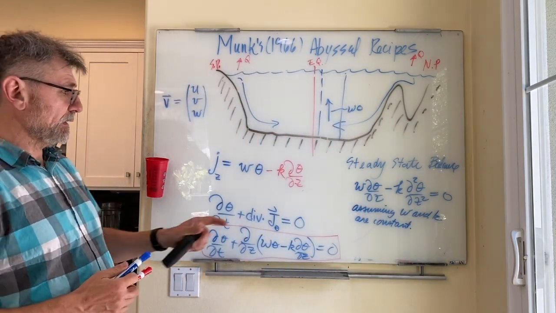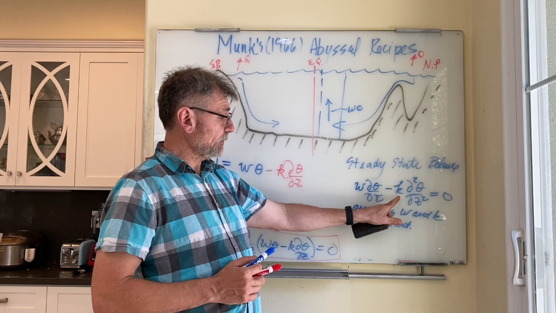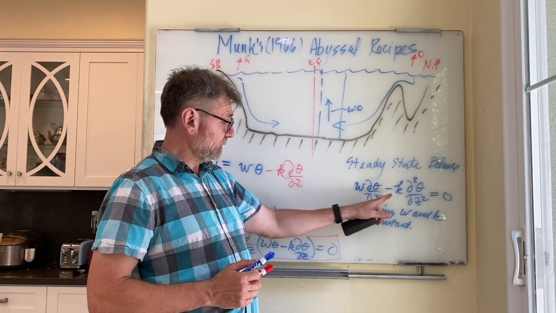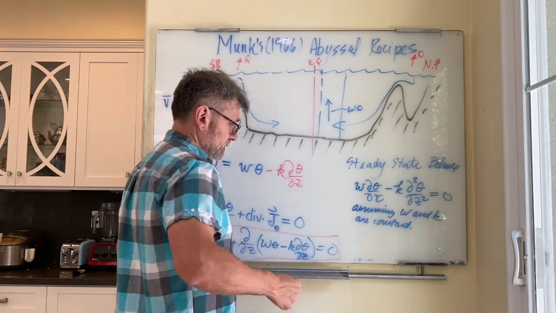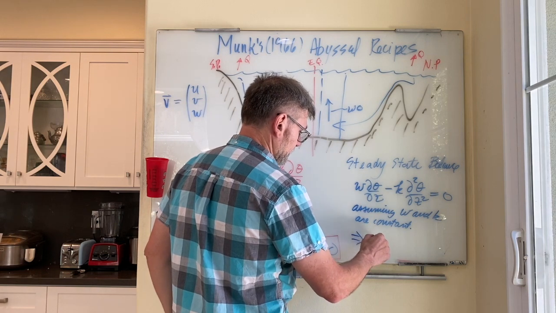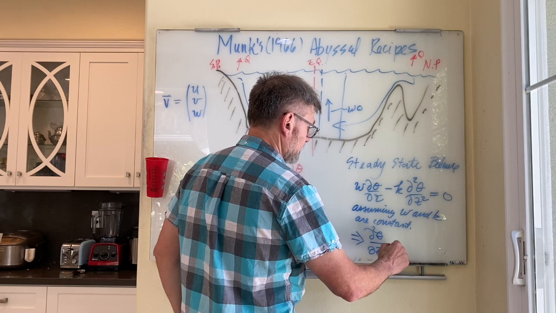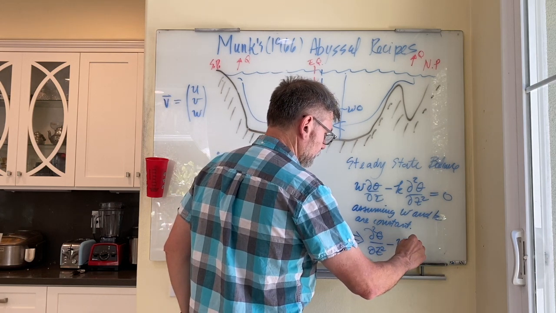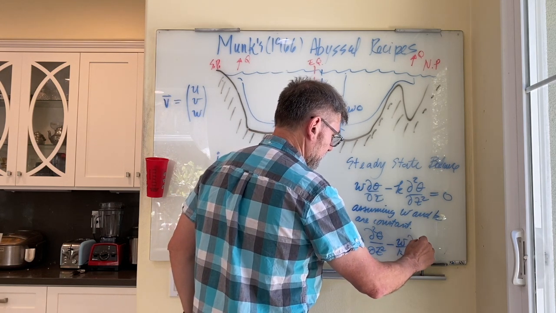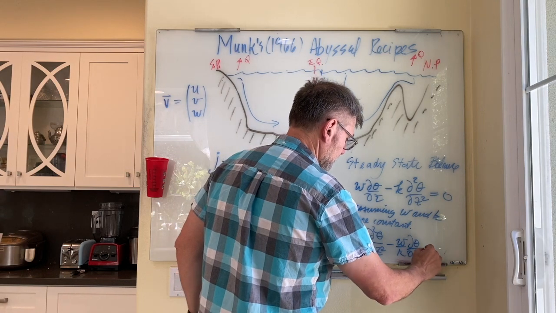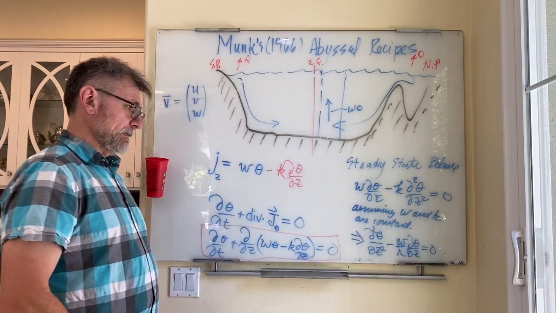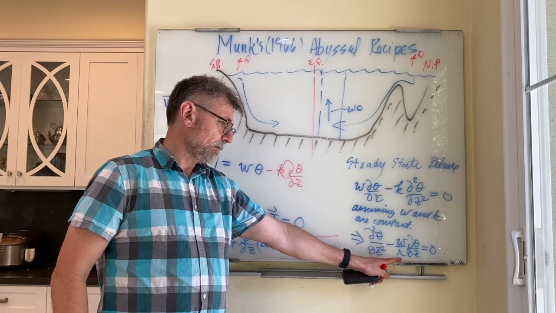All right, to simplify things now, we're going to divide through by minus k. We'll divide the equation through by minus k, make things easier, and we get this equation. The second derivative of theta with respect to z minus w over k d theta dz equals 0. So this is the resulting equation. So there's one parameter in the equation.